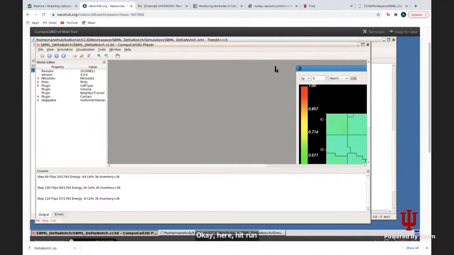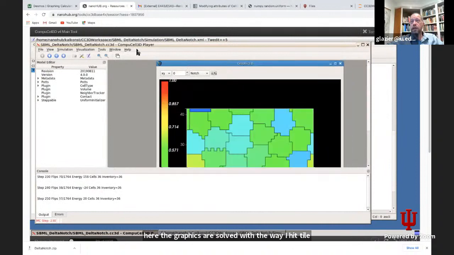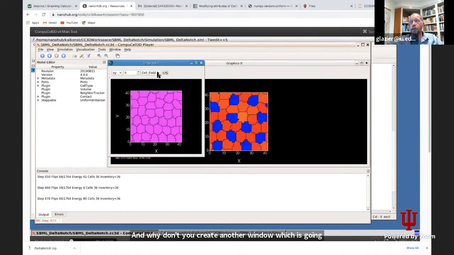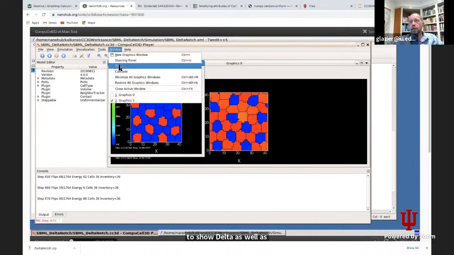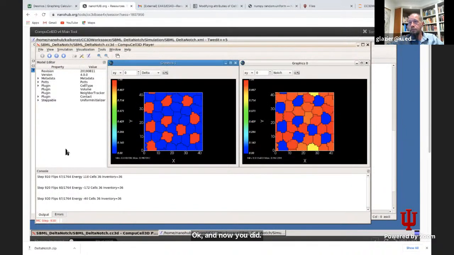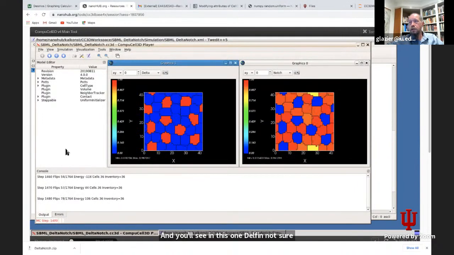Oh, here we go. The graph is just all the way over here. Under window, hit tile. And why don't you create another window which is going to show delta as well as notch. Now hit tile again. Okay, and you'll see in this one, delta and notch are opposite to each other. Low delta is high notch and high delta is low notch.